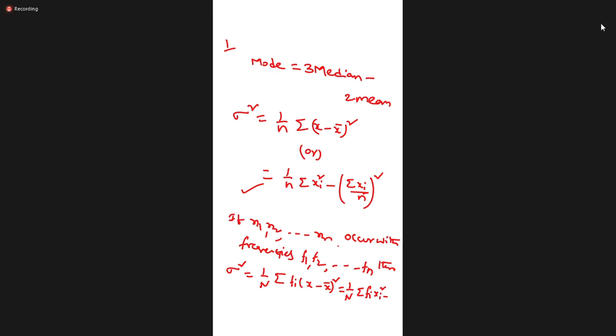Next, standard deviation. No need to write. Everything is there in your material. You just mark the point. The next point you have to mark is standard deviation.